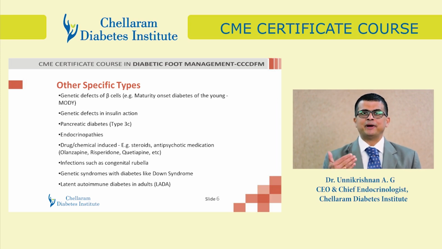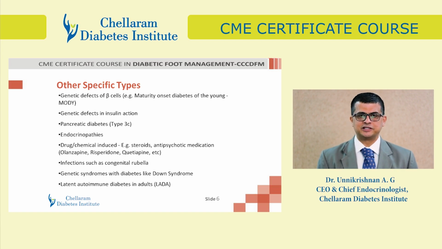I've already talked about pancreatectomy and diabetes. I've already talked about steroids and diabetes, but I want to spend some time on the other specific types of diabetes. For example, you may have genetic defects of the beta cell, and that is often causing diabetes, and those are called maturity onset diabetes of the young, etc.